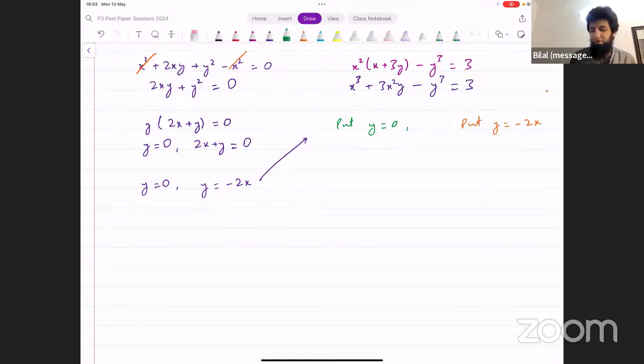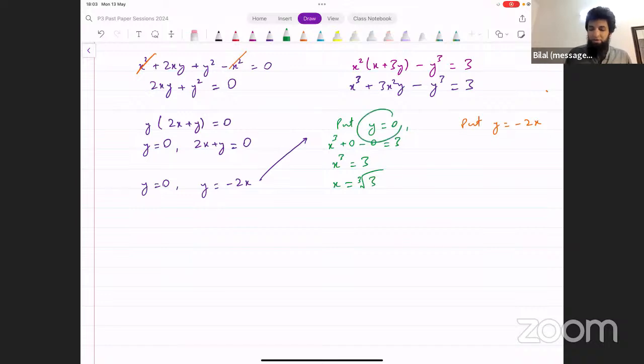Let's do that. If you put y equal to 0, what does that give us? X cubed plus 0 minus 0 equals 3. X cubed equals 3. You take cube root on both sides, and that's going to give you x equals cube root of 3. Okay, that is what we are getting from this. Now, the x coordinate of one of the 2 points is cube root of 3.